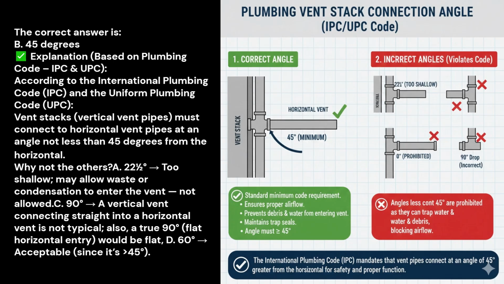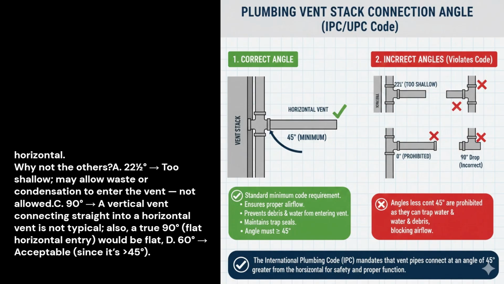Why not the others? A. 22.5 degrees is too shallow, may allow waste or condensation to enter the vent, not allowed. C. 90 degrees. A vertical vent connecting straight into a horizontal vent is not typical. Also, a true 90 degrees flat horizontal entry would be prohibited. A 90 degrees vertical rise is fine, but the connection angle to horizontal must be greater than or equal to 45 degrees. D. 60 degrees is acceptable, since it's greater than 45 degrees, but not the standard or specified minimum. The code specifies 45 degrees as the threshold, making it the best answer. Final answer, B. 45 degrees.